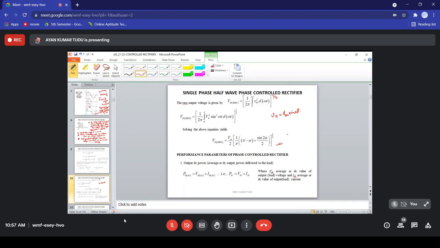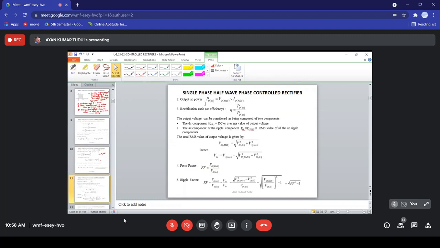So then what are the other performance parameters? Obviously we have to find out the output DC power. The equation is given as P0 DC equal to V0 DC into IDC, where VDC is the average or DC value of the output voltage and IDC is the average or DC value of the output load current. Then we have to find out our output AC power also. As you can see, output AC power P0 AC equal to V0 RMS into I0 RMS. What about the rectification ratio? Eta is equal to P0 DC by P0 AC.